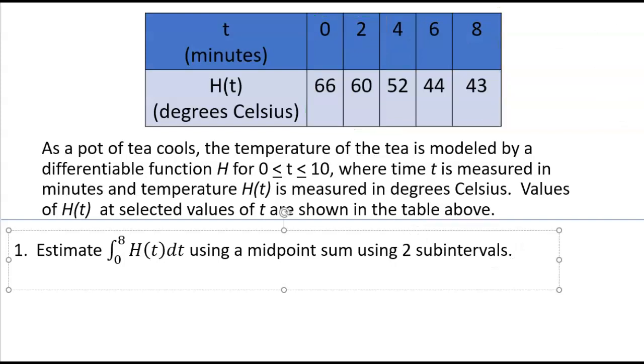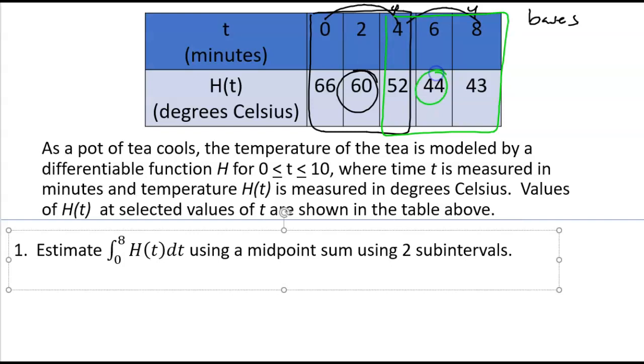Okay, now, how do these things work, though, exactly? Well, the distance from here to here is 4, and the distance from here to here is 4, and those are my bases. The heights are the middle points. So for this first rectangle, that's my height. And for the next rectangle, that's my height, because it's the one in the middle. Okay? So here's how we find these. We do base times height, so 4 times 60, plus base times height.